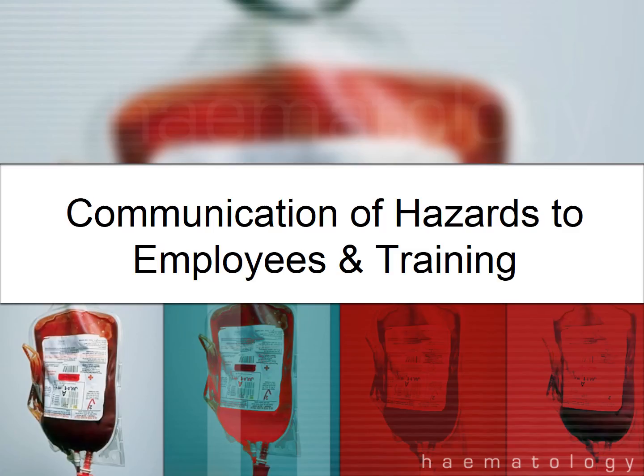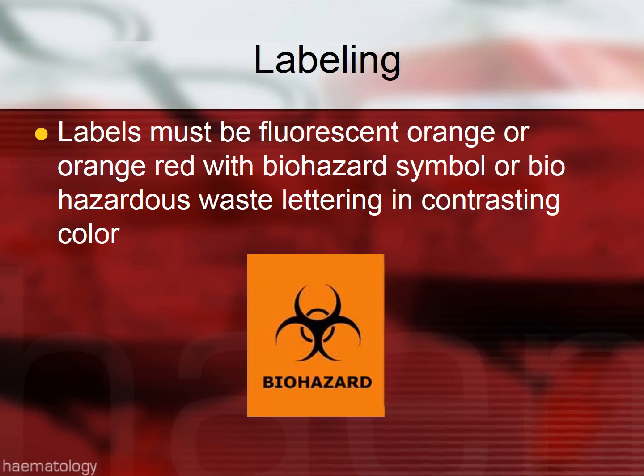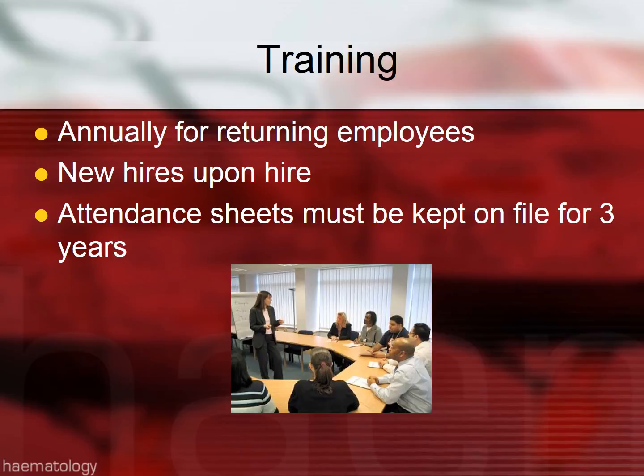So communication of hazards to employees and training. This is going to be done through a couple different ways. One of them is going to be labeling, and obviously if you have your biohazard containers marked properly with the information, which is going to be this biohazard symbol with the words down here, a person should know what that is, but doing the training and making sure that they do is going to be helpful for you as an employer.